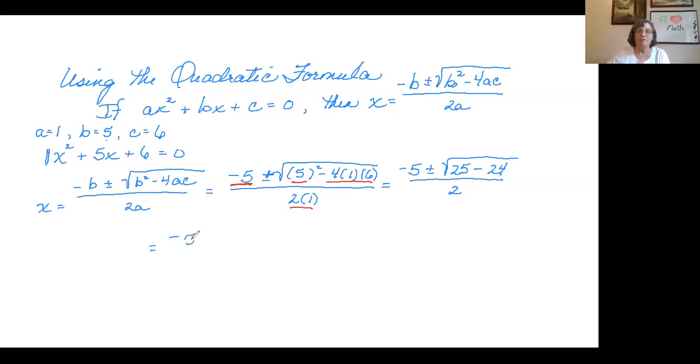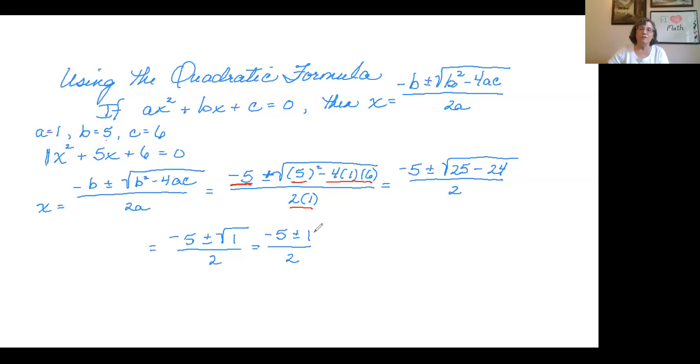So we've got negative 5 plus or minus the square root of 1, 25 minus 24, over 2. Sometimes people forget that the square root of 1 is a 1. So we've got minus 5 plus or minus 1 over 2.